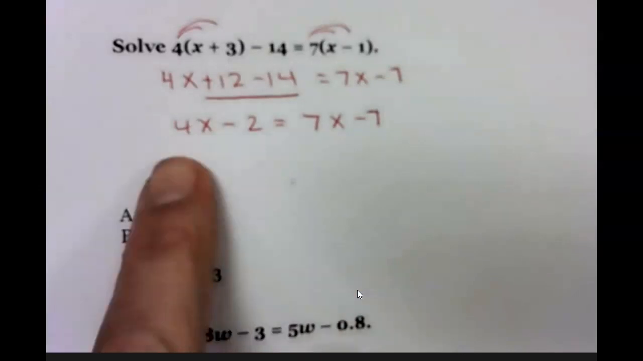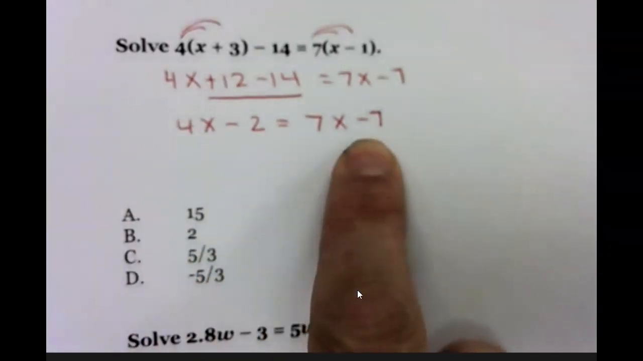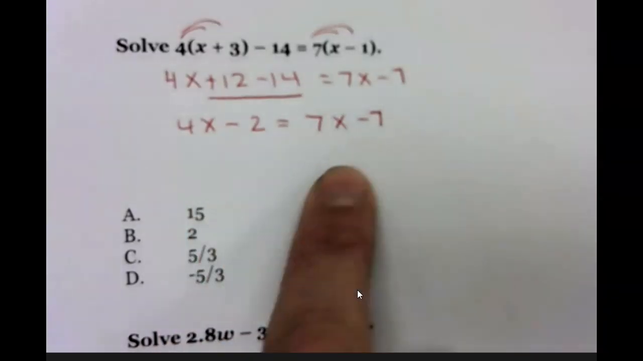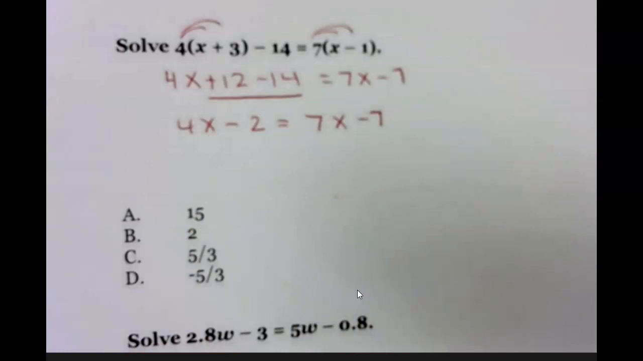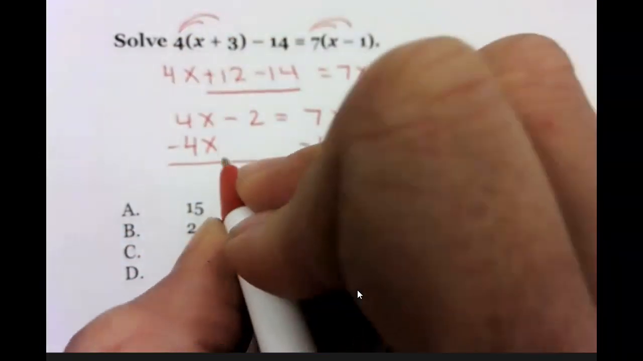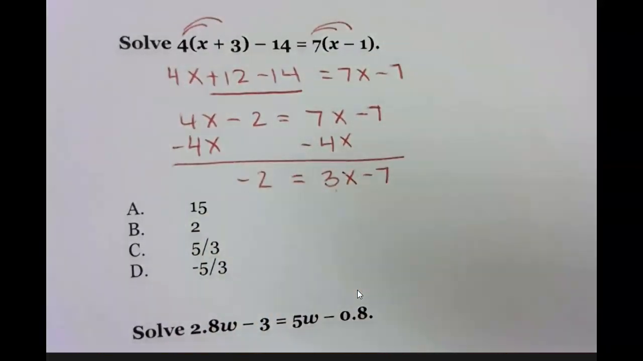Okay, so we have 4x minus 2 equals 7x minus 7. What do I do with my 7 or my 4? What did you do next, Dominique? I subtracted 4 to 7. Perfect. And then what do you do next?